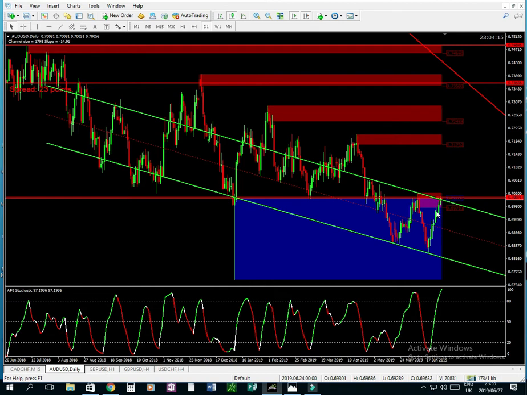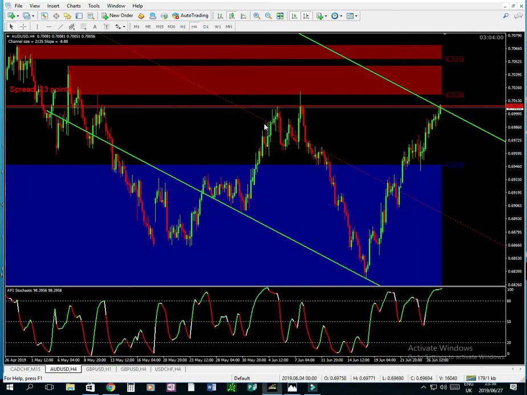I can even see the stochastic is overbought. Sorry, the stochastic is overbought. It's near 100. The market is overbought as well. So going to 4 hours, we can see that the market is actually trading horizontally, even though there is a downtrend. But inside that downtrend, at this moment in time, the market is actually trading horizontally, right?